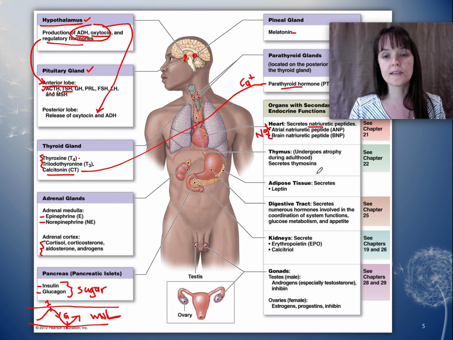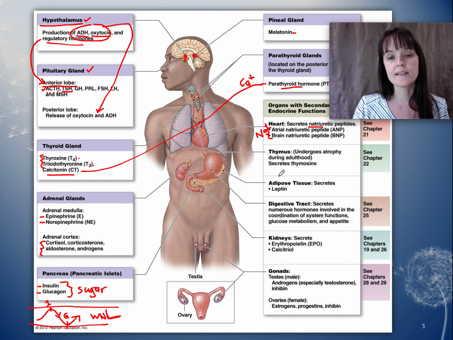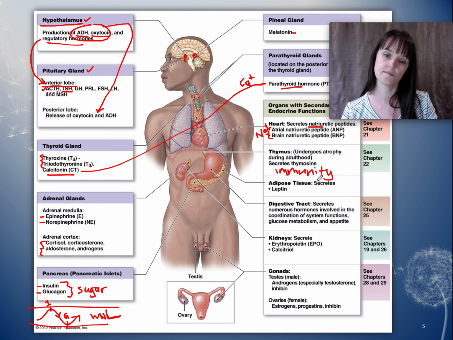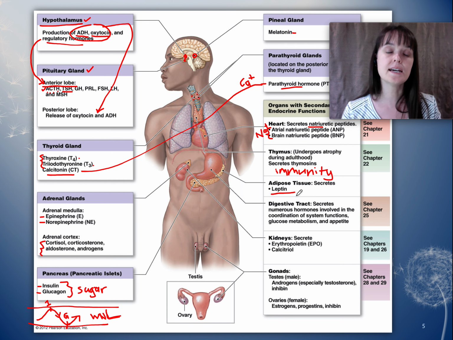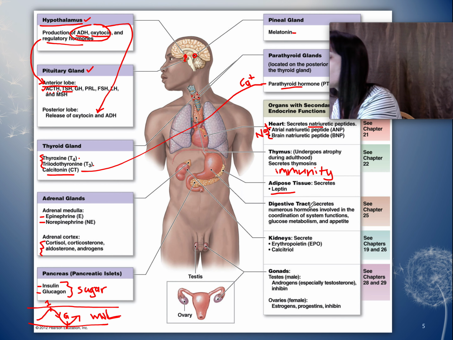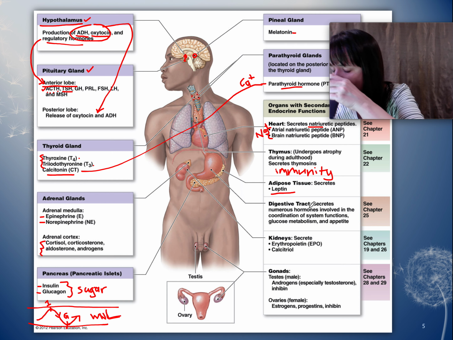The thymus secretes thymosins, and this is important in immunity. I-M-M-U-N-I-T-Y. I hate writing with a mouse. That works. And then adipose tissue secretes the hormone leptin. Leptin helps with satiety, which helps you feel full after a meal when you're done eating. It tells you when you're done eating, although it doesn't work in everybody, which sucks.